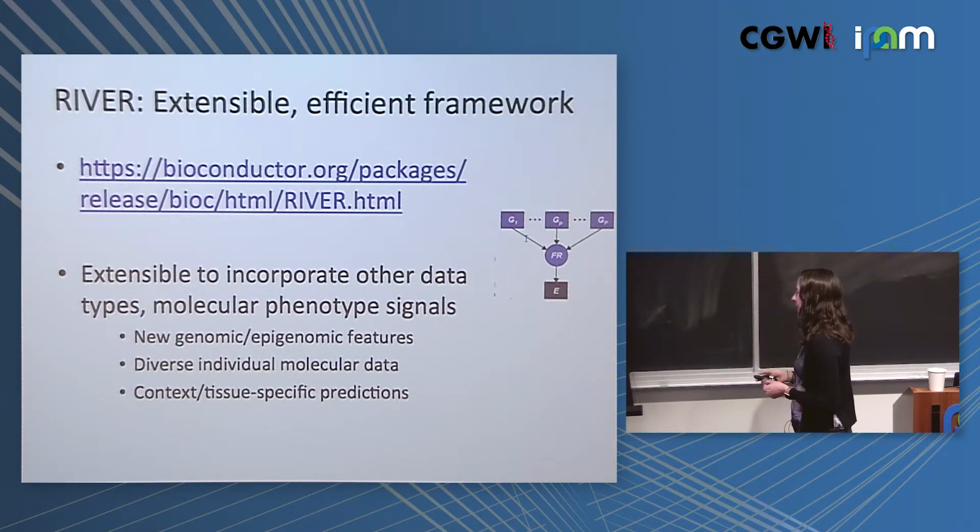But what I want to talk about in the last part is just extension of this method. Using this framework of probabilistic modeling, we can add lots of other things to this model quite easily. So it's really easy to incorporate new genomic and epigenomic features, of course. It's actually quite straightforward to incorporate new types of molecular data on top of RNA sequencing. And we can start to make more context and tissue-specific predictions, as Anshul asked about.